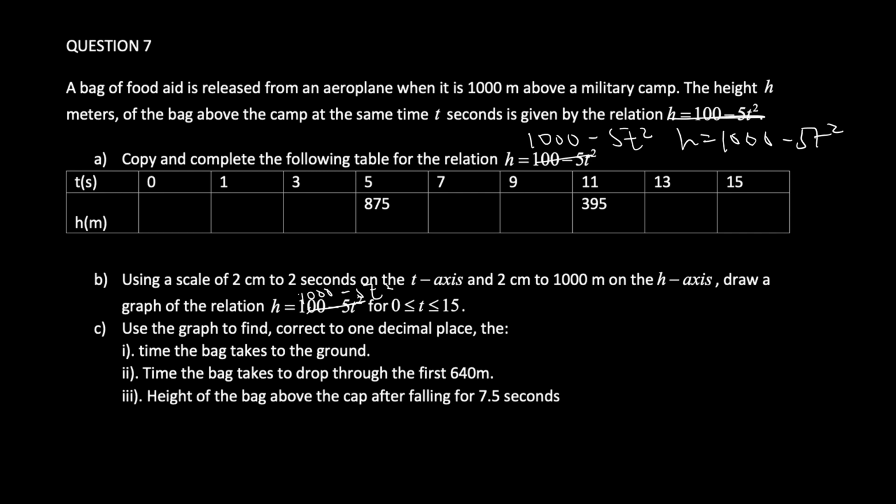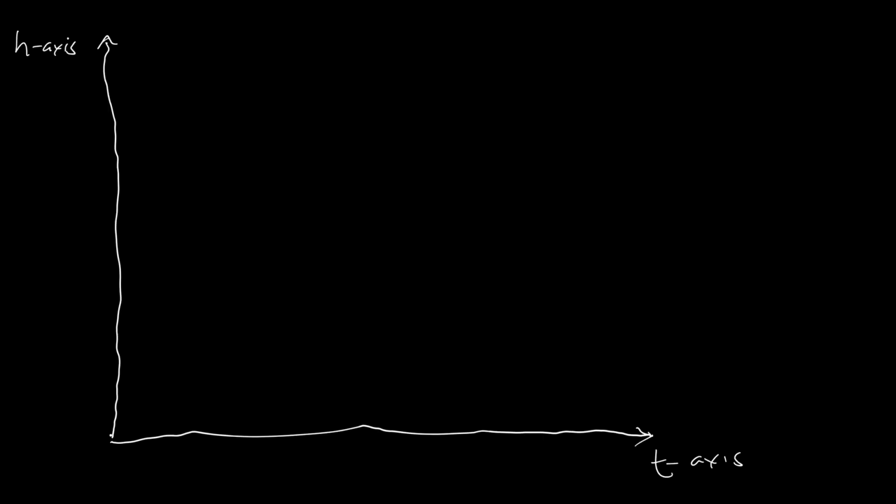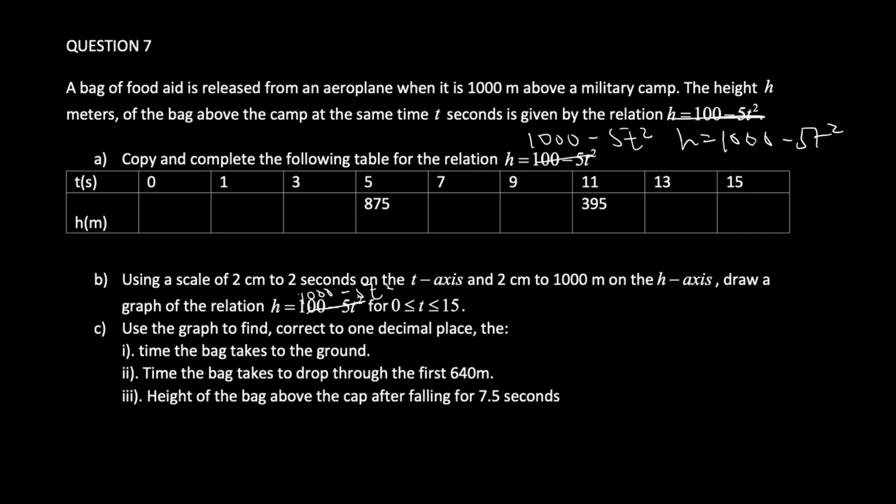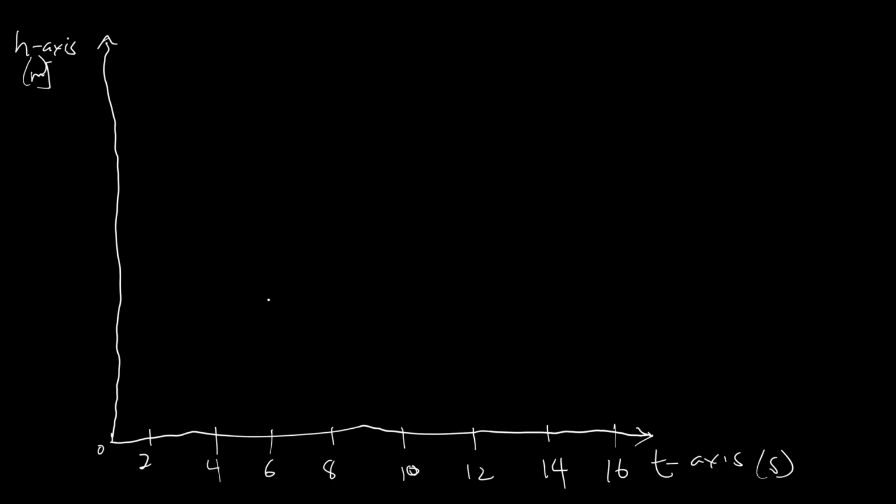So we are being asked to take 2 centimeters to 2 seconds on the t-axis. So time is in seconds, and height is in meters. And we are being asked to take 2 centimeters to 1,000 meters on the h-axis. This should be 200 meters. So 2 centimeters to 100 meters on the h-axis.